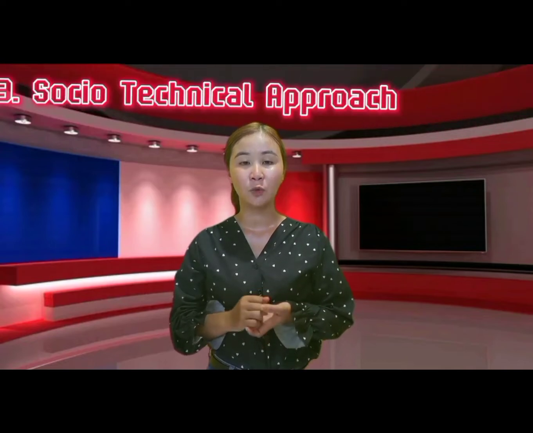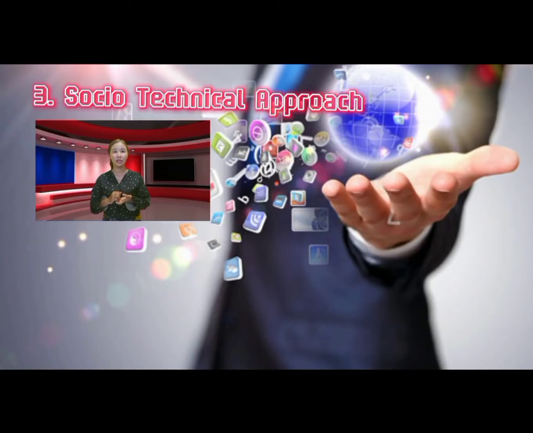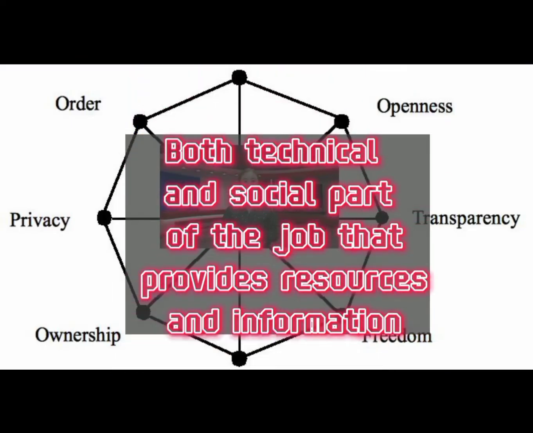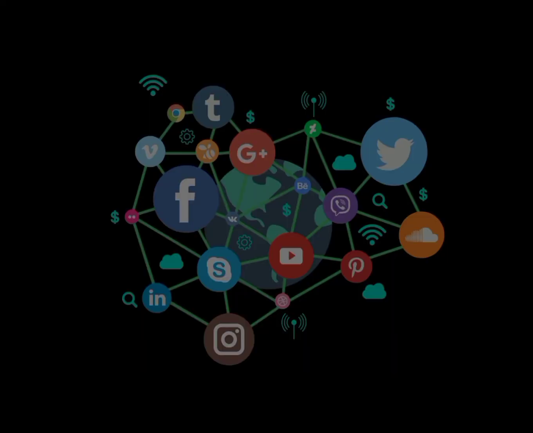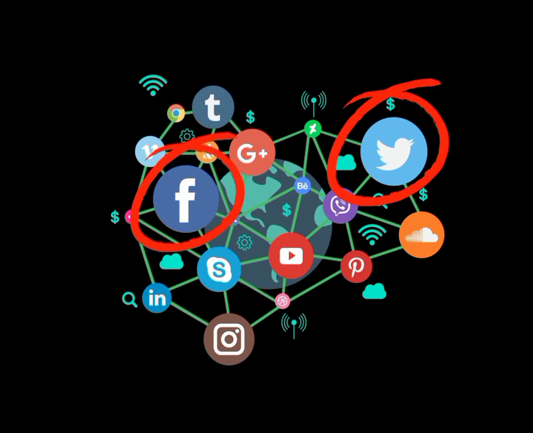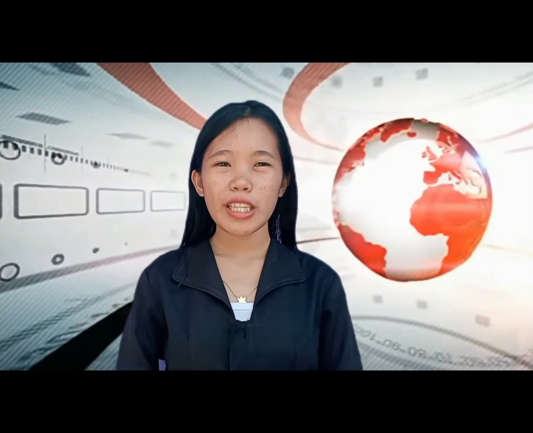Let's move to the last way of intervention, the socio-technical approach. It refers to both the technical and social part of the job that provides resources and information. For example, it includes emails, vlogs, and social media sites such as Facebook and Twitter. Thank you so much for the discussion.